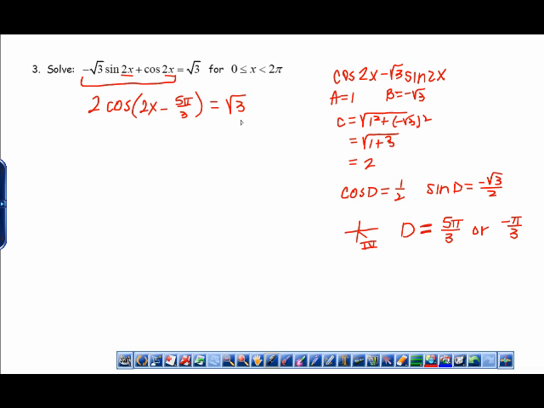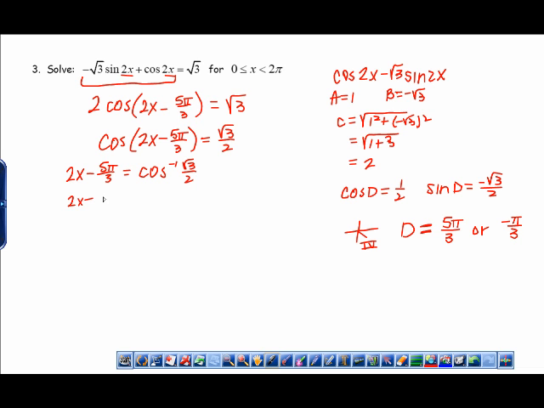So let's review how to do these steps. I'm going to divide by 2. Okay, so that's going to give me cosine of 2x minus 5 pi over 3 equals root 3 over 2. And now that I've isolated the cosine completely, what I'm taking cosine of, the argument, is going to be equal to arc cosine of root 3 over 2.